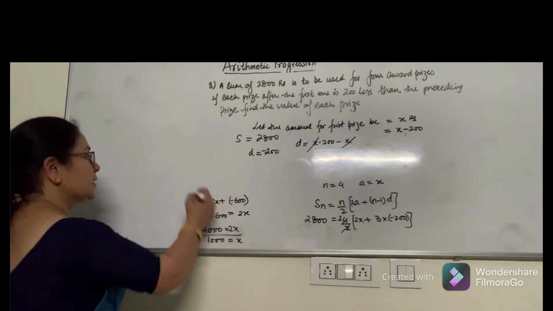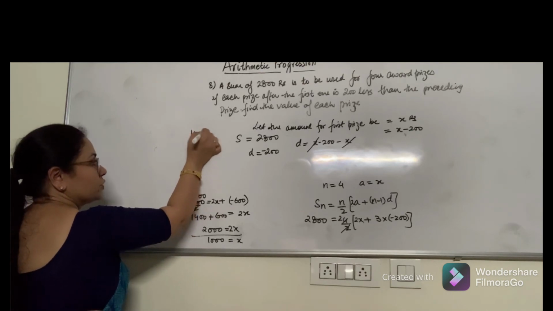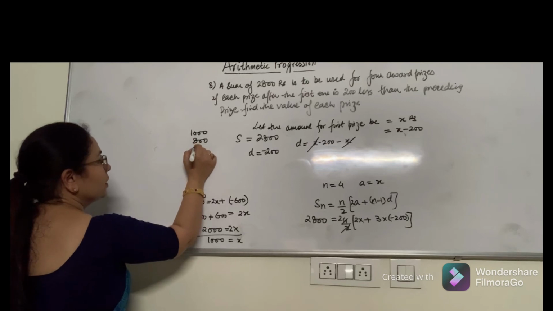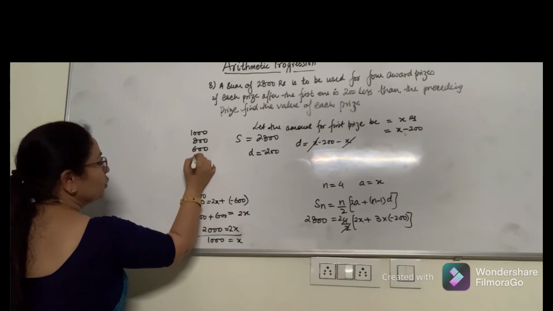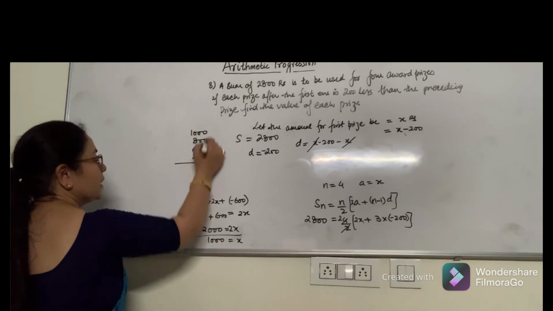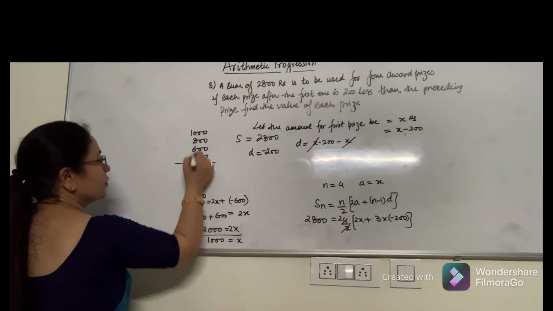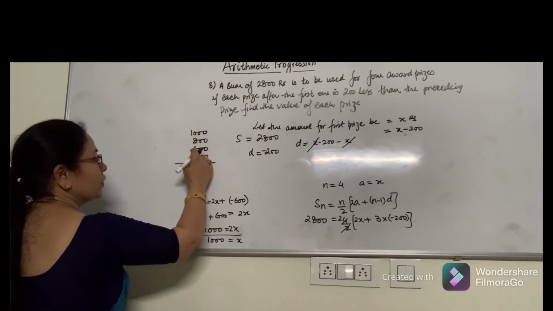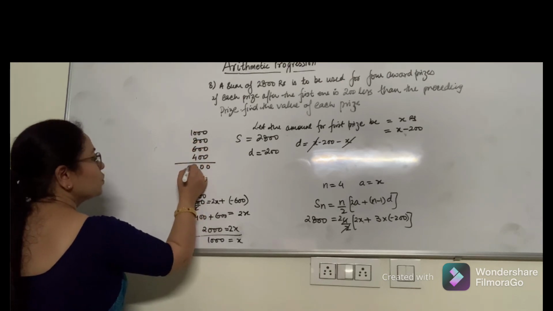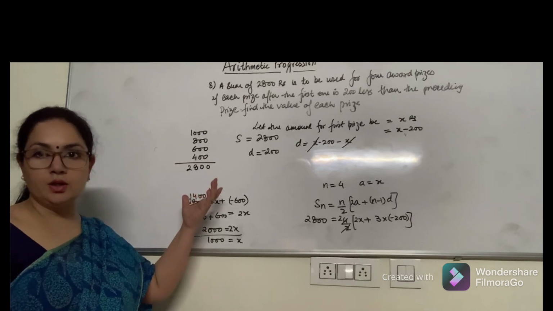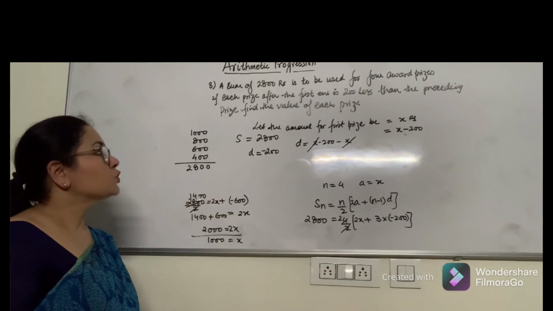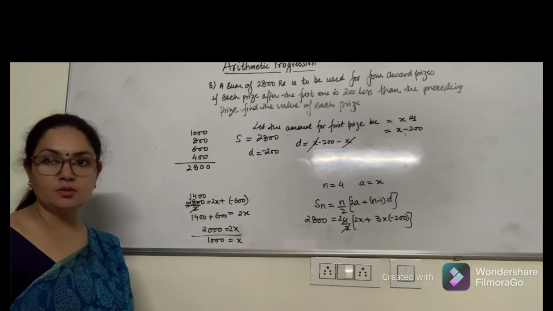Let us check the answer once again. The first prize is 1000 rupees, the second prize will be 800 rupees, the third prize 600 rupees, and the fourth 400. The sum should be 2800 only. So 1000 plus 800 plus 600 plus 400 gives 2800. So the sum is 2800. Right? Pause the video to note it down.